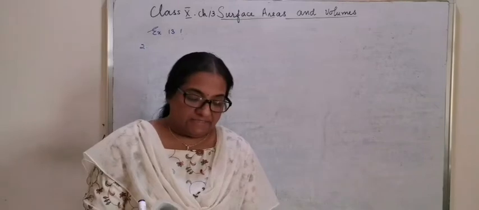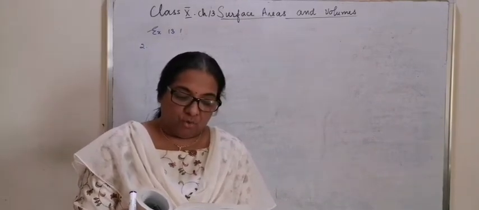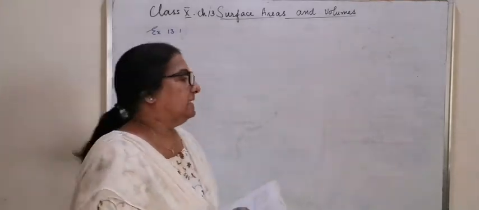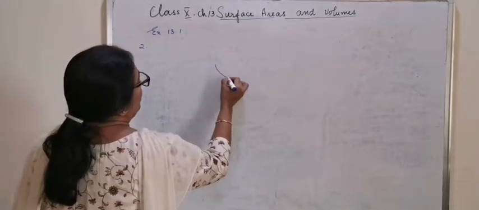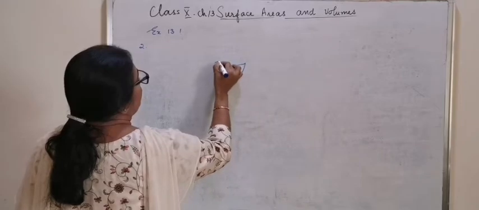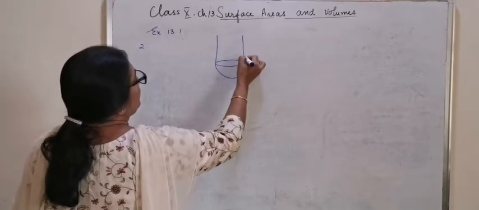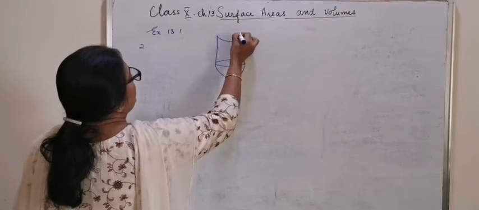Question 2. A vessel is in the form of a hollow hemisphere mounted by a hollow cylinder.